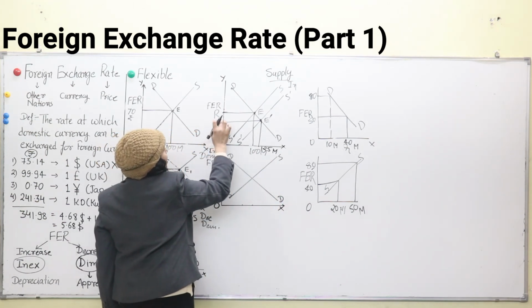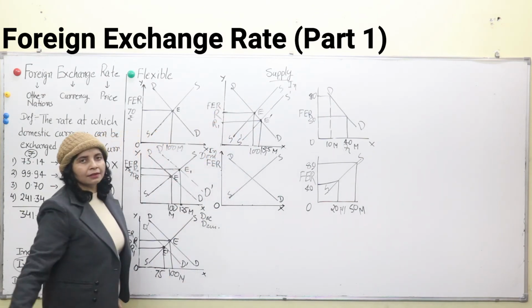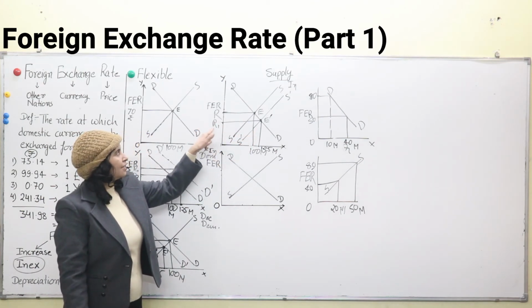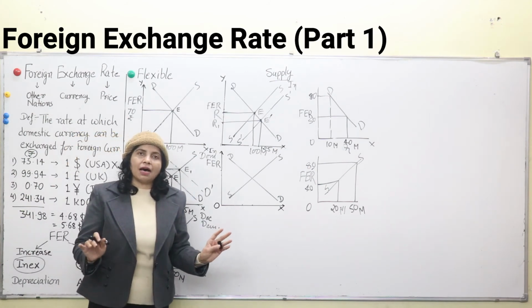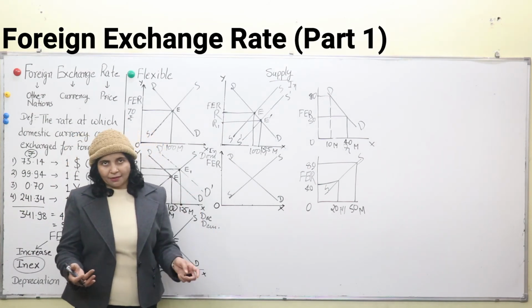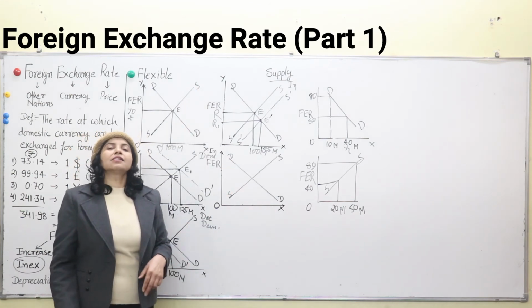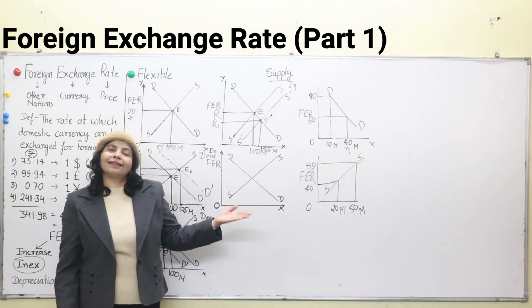Now here, what is happening? Here you can see your rate has decreased. With increase in supply, your rate of exchange or foreign exchange rate has decreased. Why? Because with increase in supply of anything in the market, your prices automatically decrease. For example, if there is surplus supply or increased supply of potatoes or apples in the market, their price will decrease.